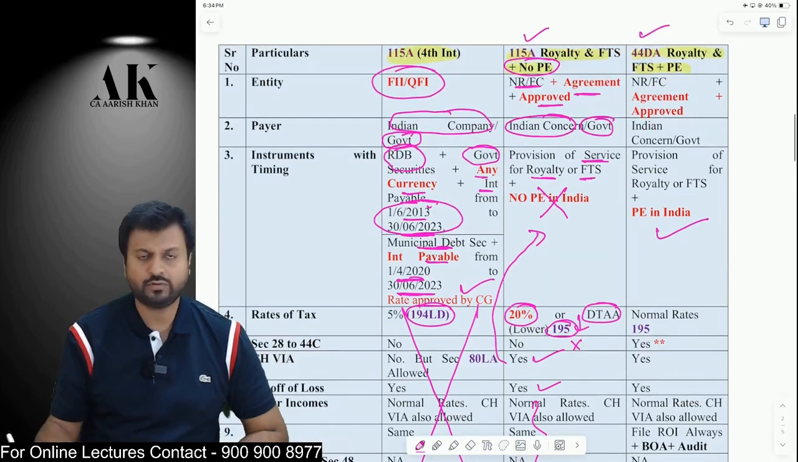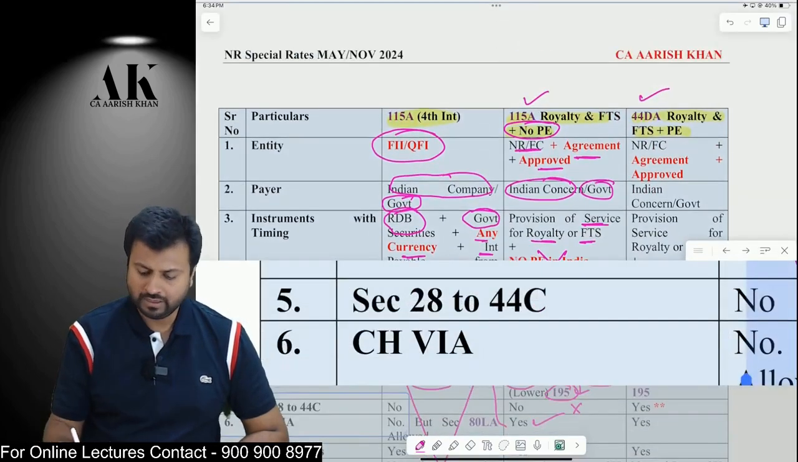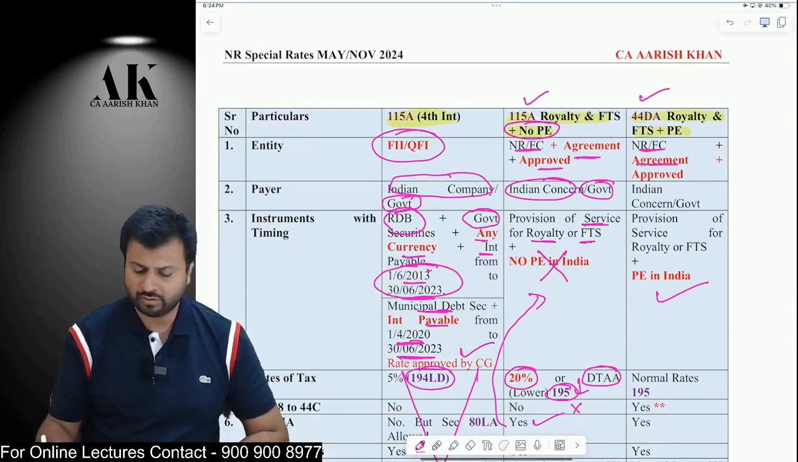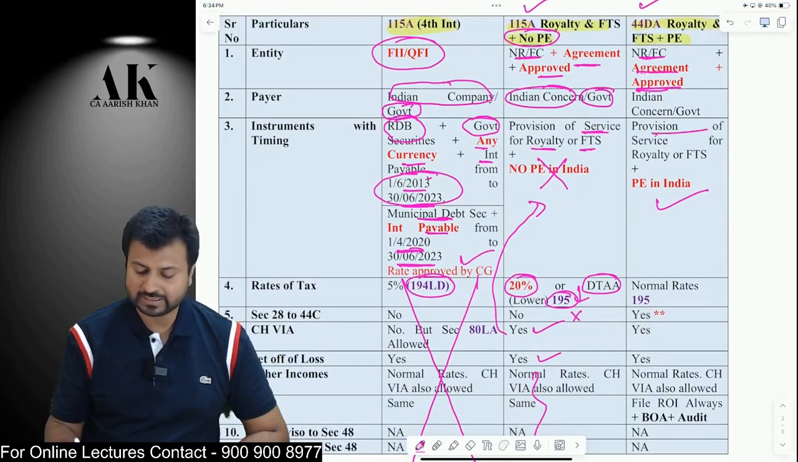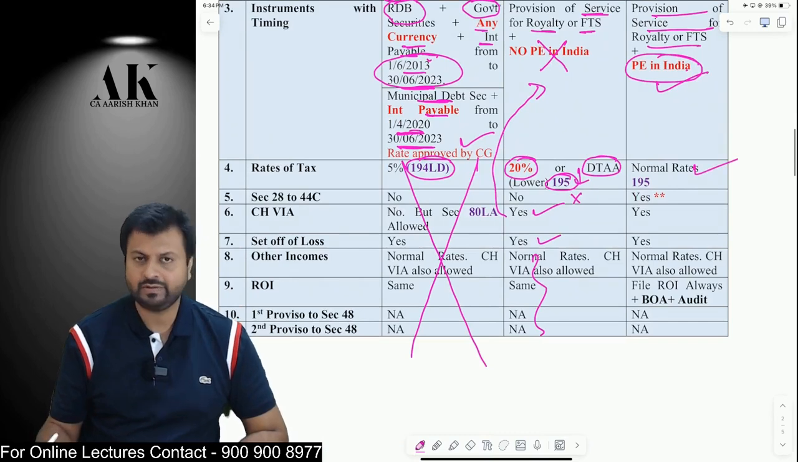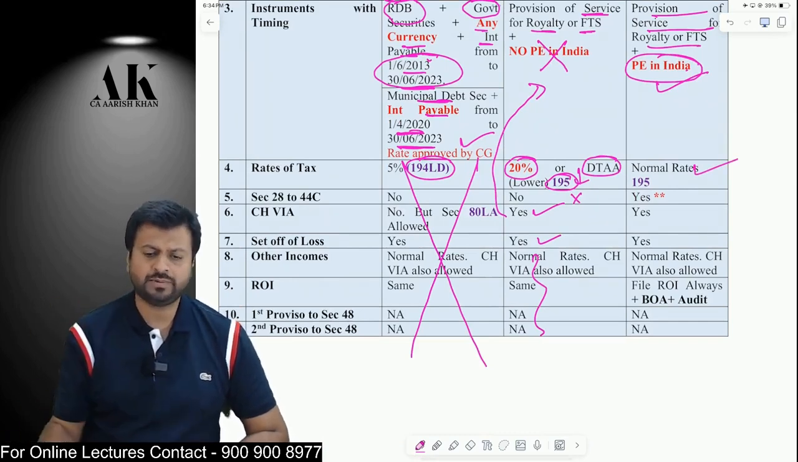Okay. Now coming to 44DA. 44DA is applicable when the non-resident or foreign company has entered into an agreement with the Indian concern or government and it is approved by the central government, and they are providing some services, FTS, royalty, and the non-resident has a PE in India. Then what will be the tax rate? Then the tax rate will be the normal rates. For a foreign company, it is 40%. For others, whatever are the normal rates, those will be applicable. TDS will be deducted under section 195.